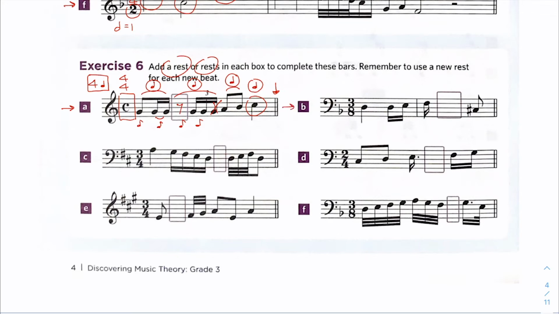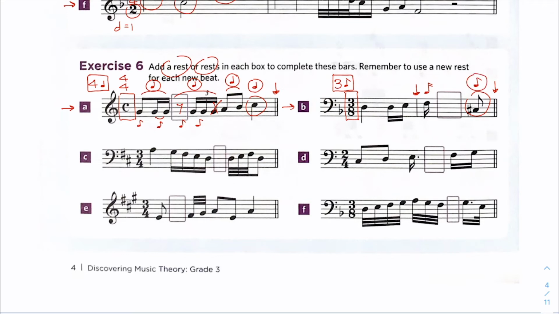Question B, 3/8 time, meaning there are 3 quaver beats in each bar. There are 2 bars here. This is the bar line. And the box is in the second bar. So we're just going to look at the second bar. Here there is a semiquaver. And at the end of the bar, which is here, we go backward. There is a quaver. So this quaver itself is 1 beat. So this is 1 quaver.